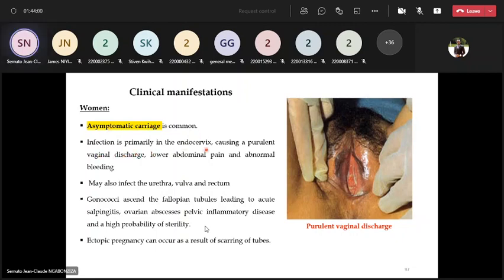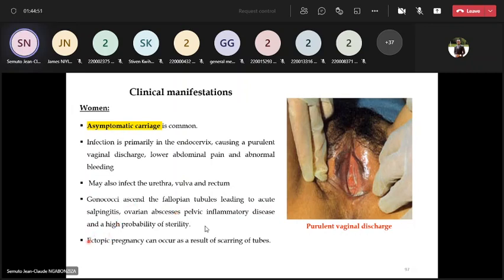Infection is primarily in the cervix, causing purulent vaginal discharge, lower abdominal pain, and abnormal bleeding. It may also infect the urethra, vulva, and rectum. It can ascend to the fallopian tube, causing acute inflammation of the fallopian tube, salpingitis, ovarian abscess, pelvic inflammatory disease, and high probability of sterility. Women will not notice it as it is mostly asymptomatic, but it will cause all these conditions.